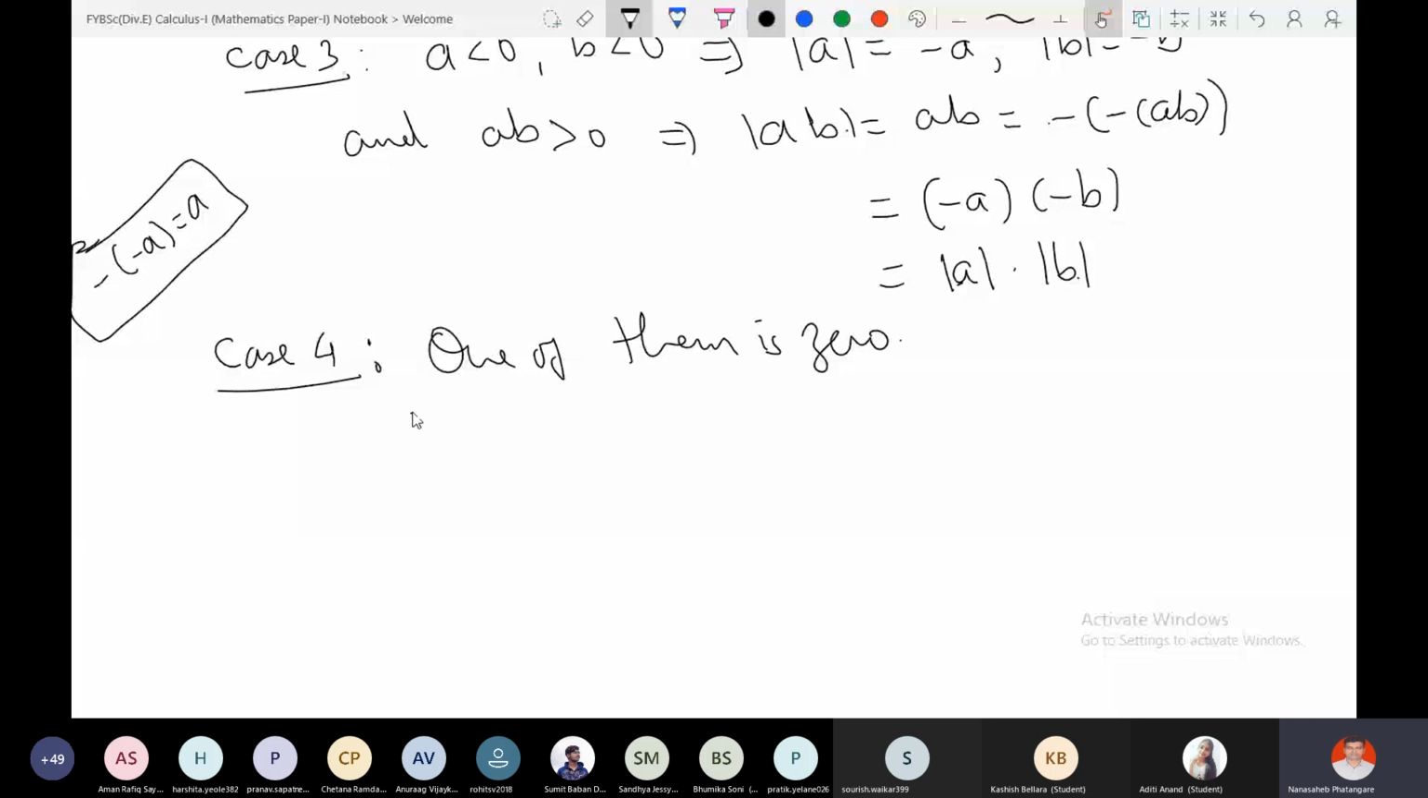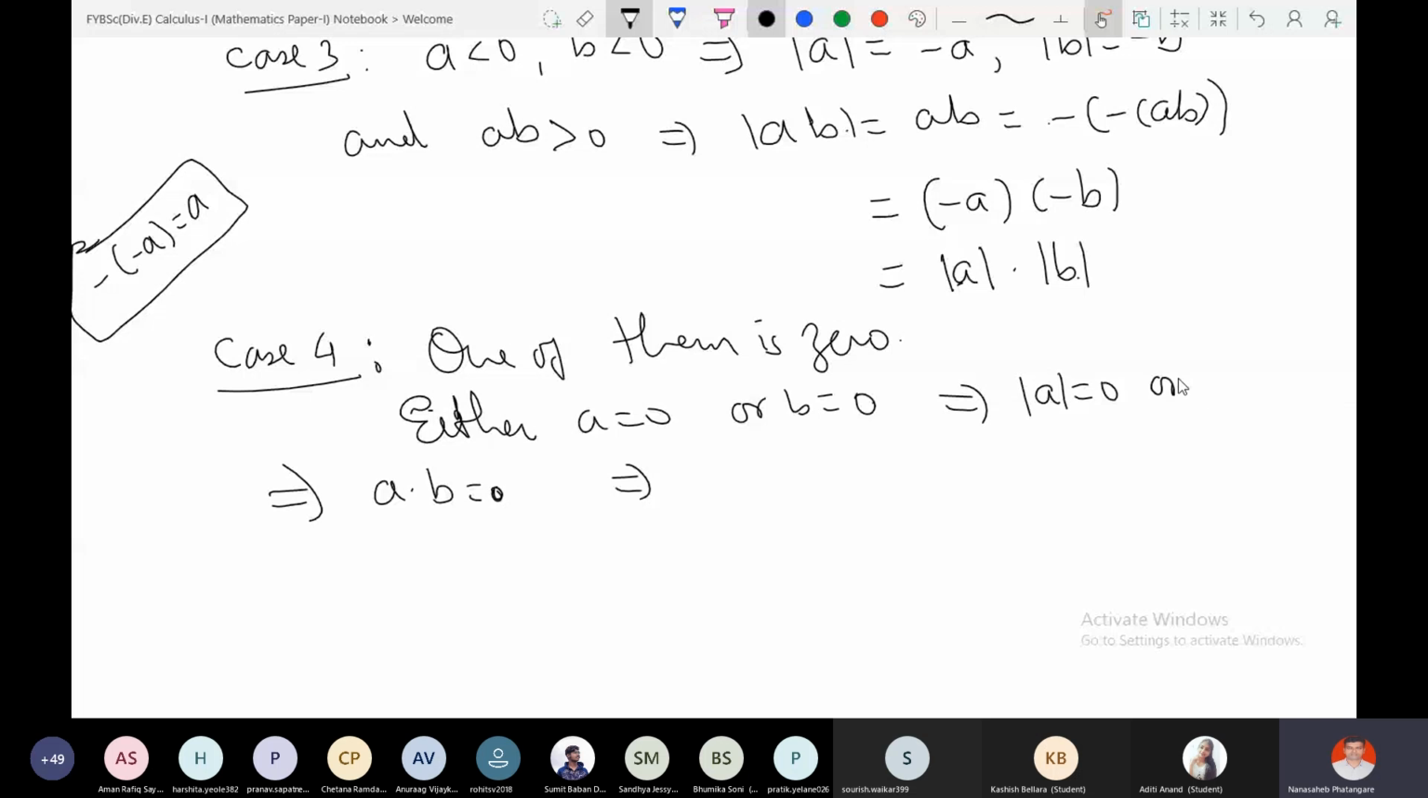So that is either A is equal to 0 or B is equal to 0, right? Then certainly the product is 0. Whichever, if both are 0, then the product is 0, no doubt. But if one of them is 0, then the product is 0, right? If one of them is 0, then what happens? The absolute value of A is 0 or the absolute value of B is 0. That is clear. But then the product is also 0. Therefore, the absolute value of AB is 0, right?